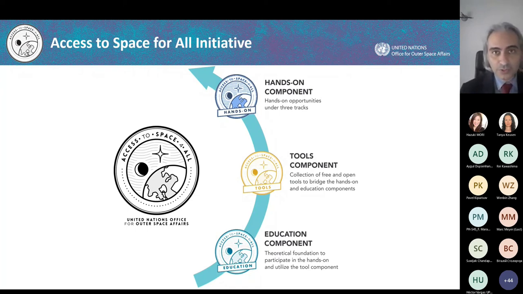Also, we have a tools component, where what we are trying to do is to compile open source tools that can help the applicants to those hands-on opportunities to build a better application form. And we will be talking about that in a couple of minutes.